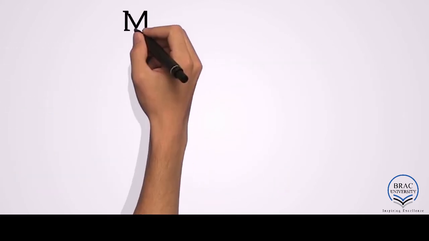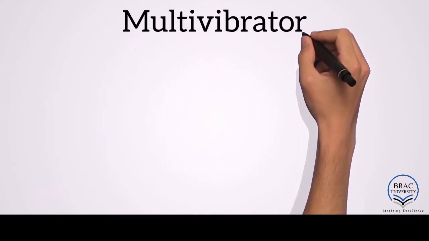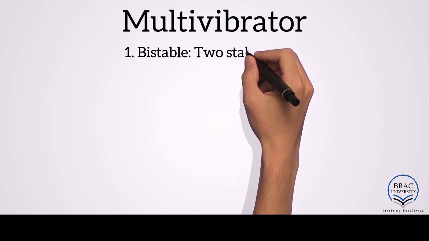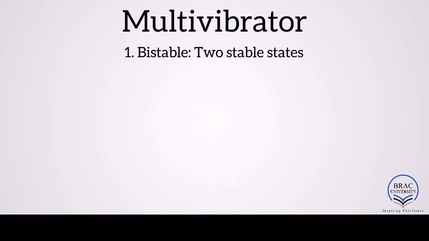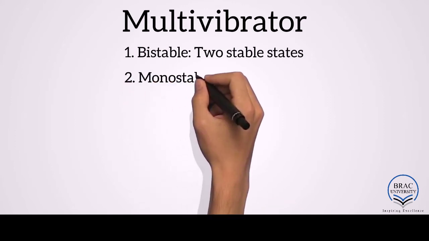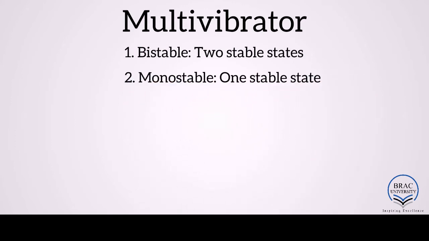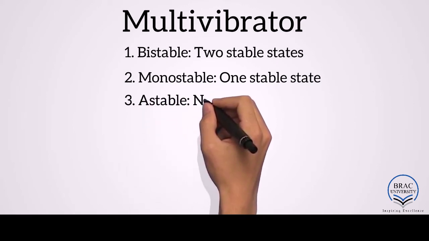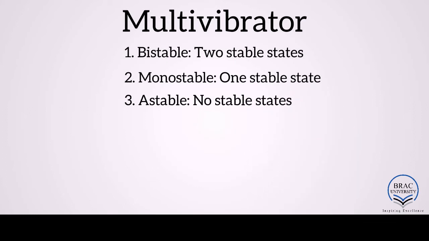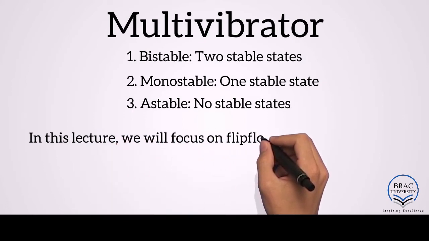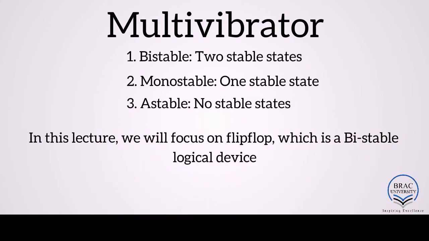One of the classes of sequential circuit is multivibrator. There are three different types of multivibrator. The first one is bistable. In a bistable multivibrator, we have two stable states. The second one is monostable multivibrator, which has only one stable state. The last one is astable multivibrator, which does not have any stable state. In this lecture, we will focus on flip-flop, which is a bistable logical device.